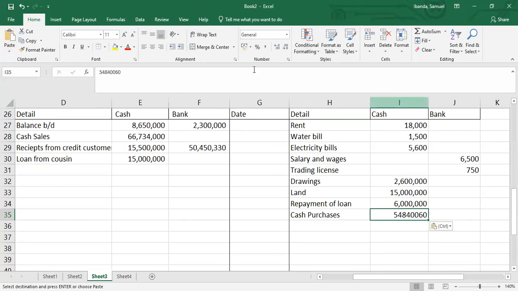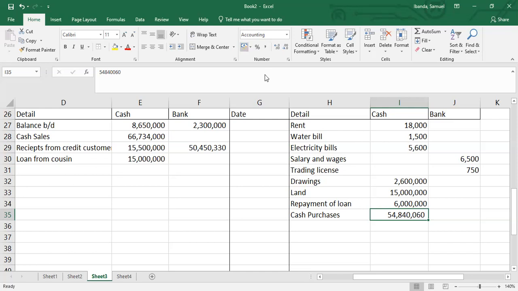Right there, as you can see, 54,840,060. Okay. That is what we basically do have within our cash book. Within our cash book. So all along, that is why we've had to calculate.